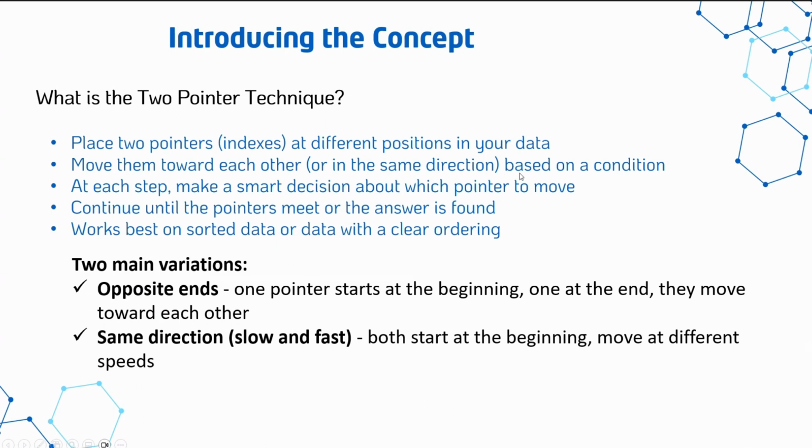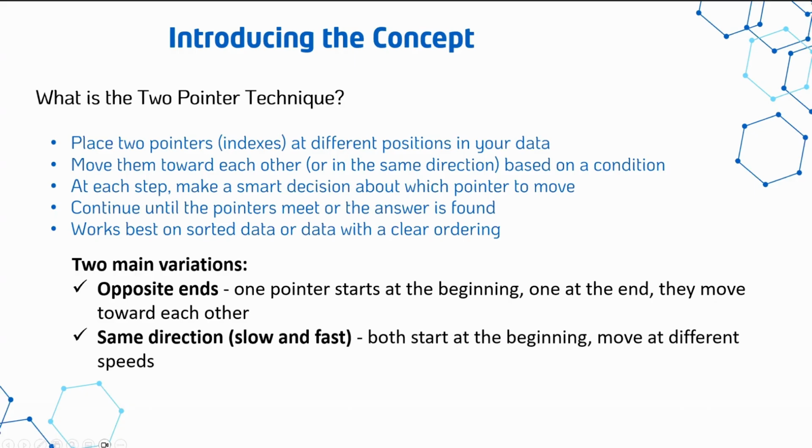When you move something, you don't know what decision to take, which pointer to move. You have two sides, left and right. Who's going to decide this time I'm going to move left, this time I'm going to move right? So continue until the pointers meet each other or the answer is found, based on sorted data with a clear ordering. Lots of theories. Let's do the debug and see. The two main variations are opposite ends and same direction.